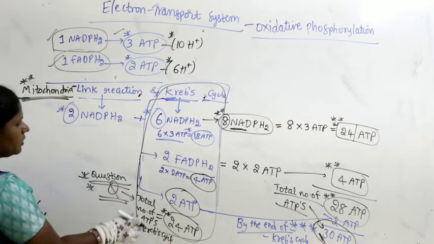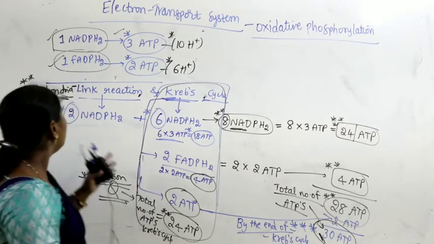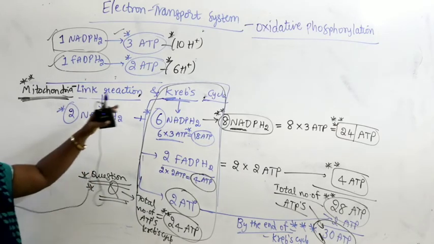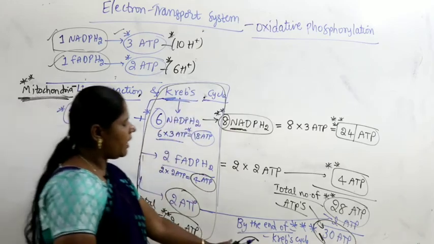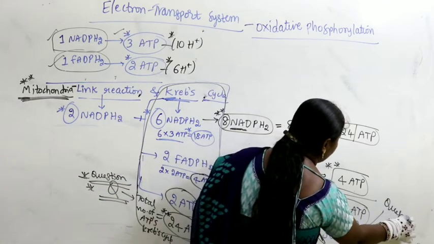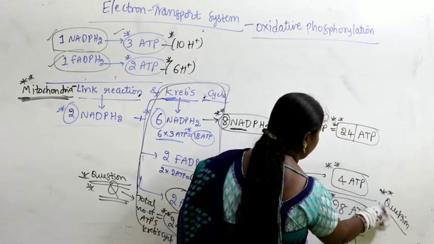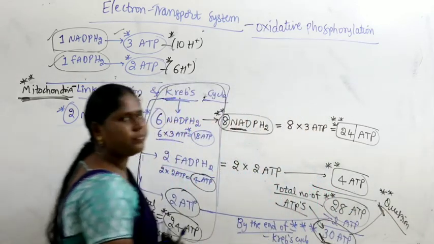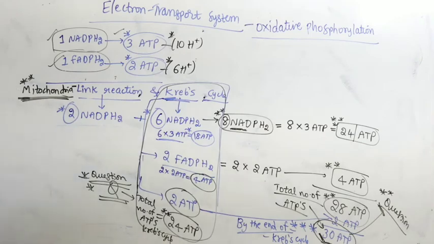Very important question. If the question is about the mitochondria including link reaction and Krebs cycle, by the end of the Krebs cycle, then 30 becomes the answer. So this is also an important question, 30 ATP. I hope you have the clarity.